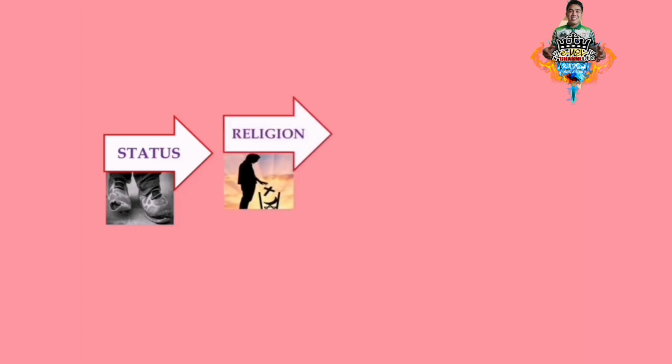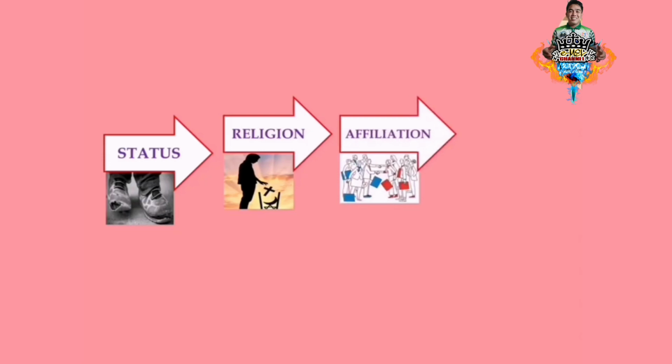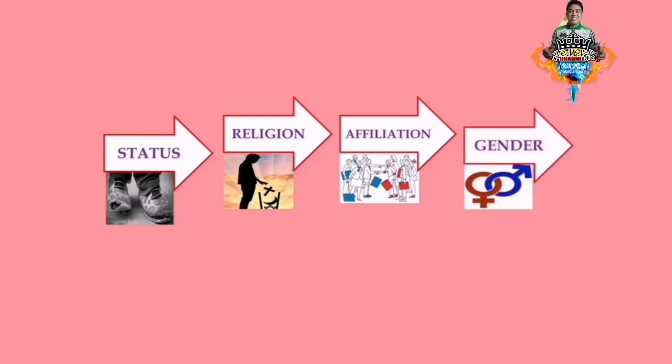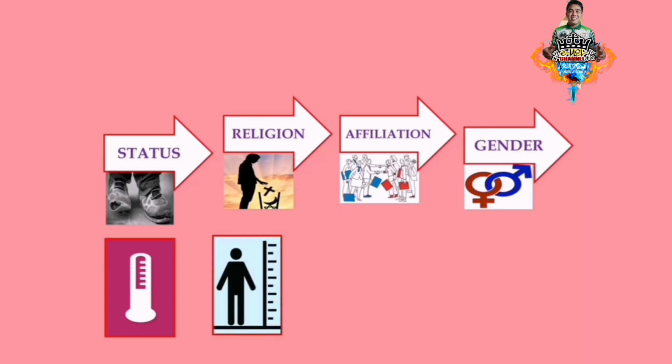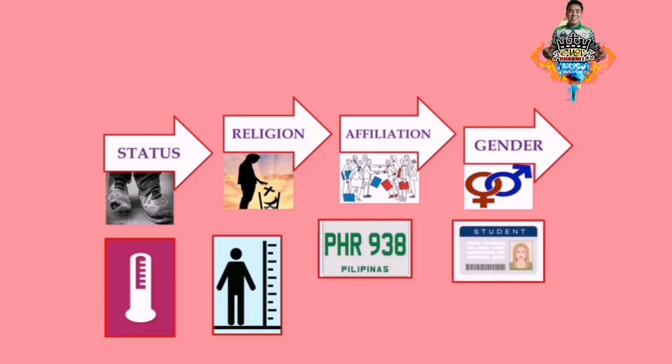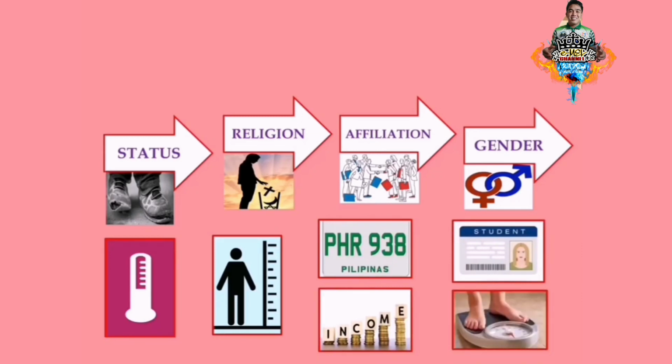Let us have the socioeconomic status of a person as part of our data. We have also the religion of an individual. We have also the affiliation, like political affiliation, school affiliation, student affiliation, club affiliation, and whatsoever. We have also the gender of a person, the reading of the body temperature of a COVID patient, the height of a basketball player, the plate number of a particular politician, the student ID number, the salary of a worker, and finally the weight of an athlete. These are some examples of data.